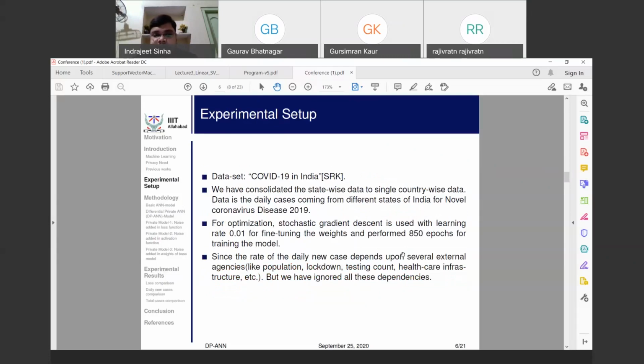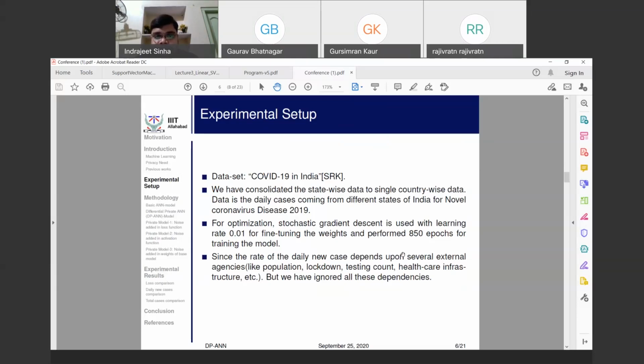In our experiment, we have used a dataset from the Kaggle community, that is COVID-19 in India. We have cited this in our references. From the references, we have consolidated the statewide data into a single country-wise dataset. It means in our dataset we have data from every state on a daily basis, and all data is at a single point, like country-wide data.